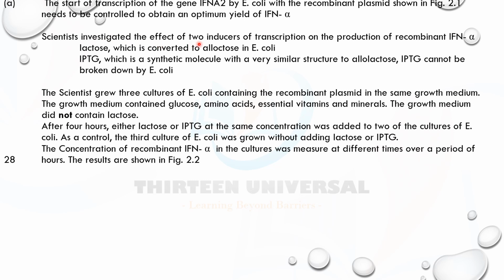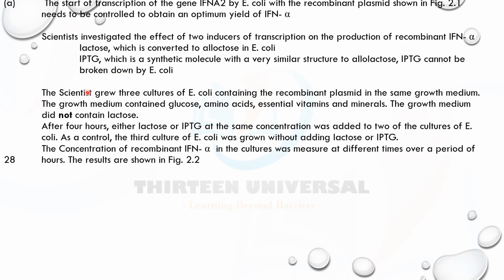Scientists investigated the effect of 2 inducers of transcription. These are the molecules that cause transcription to occur, on the production of recombinant IFN alpha. So lactose, which is converted to allolactose. So don't forget this. Lactose is converted to what? Allolactose in E. coli. And IPTG, which is a synthetic molecule with a very similar structure to allolactose. So they have similar structure, that means they bind to the same site. IPTG cannot be broken down. So please don't forget this information. You're going to need it. It cannot be broken down by E. coli.